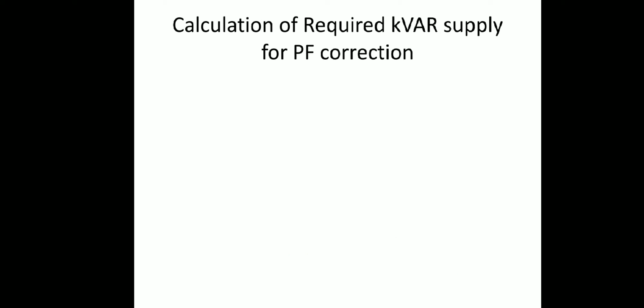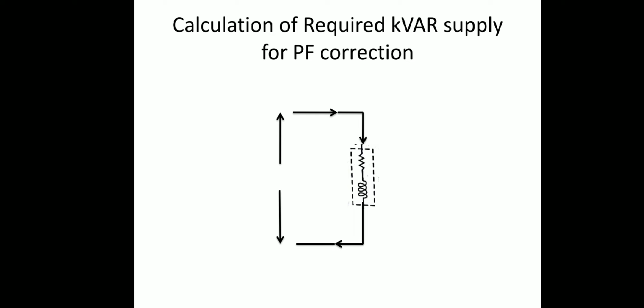Calculation of required kVAr supply for the power factor correction. Let's take a circuit, or say inductive circuit, which has resistance and inductance as shown in the figure. Let's say we are giving the voltage across this inductive load as V, and current I dash is flowing through the system, and the load receives current I. Obviously, I dash equals I.